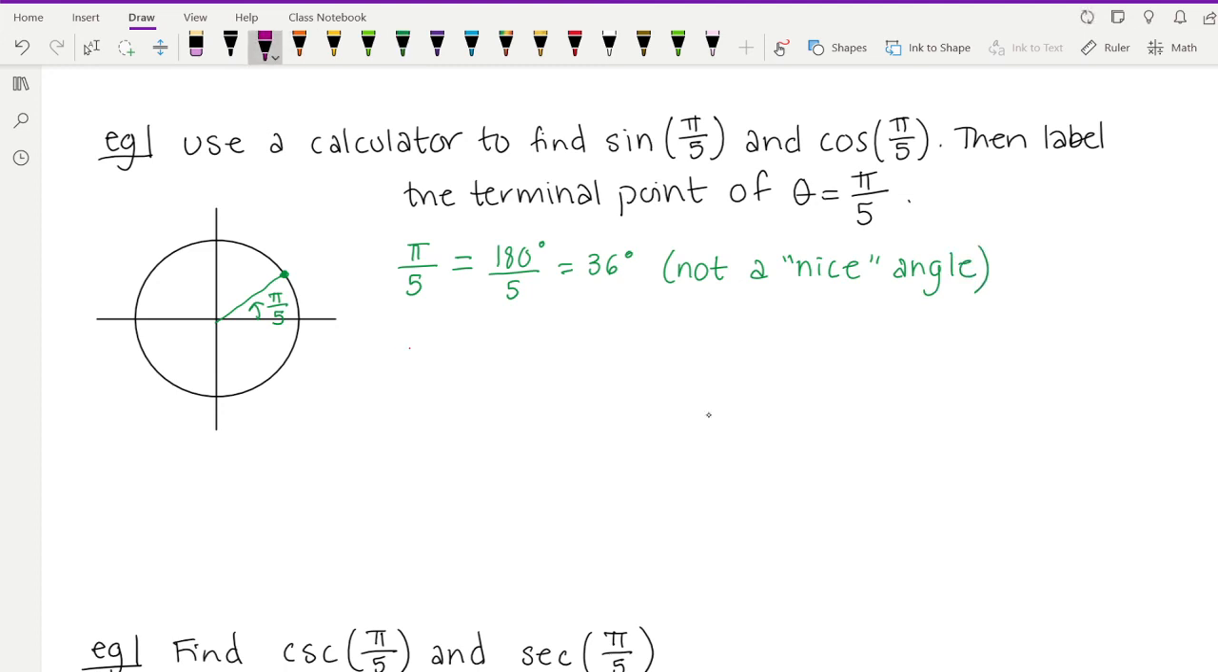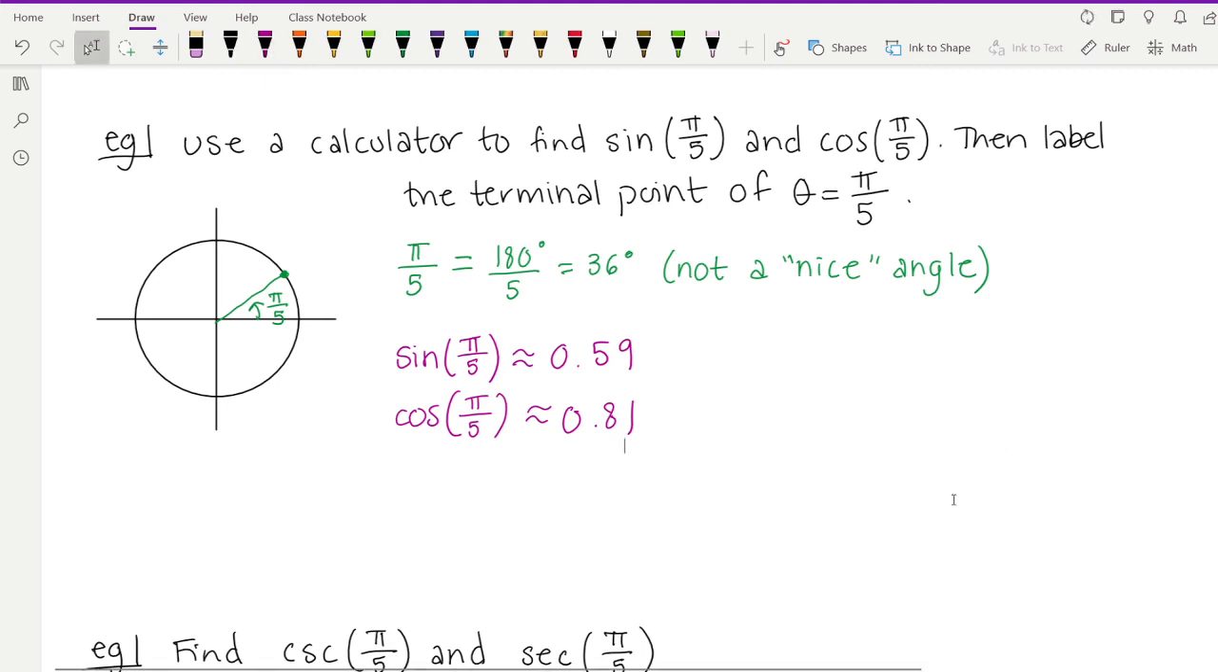So if you type sine of pi over 5 into your calculator, making sure that you're in radians mode, you should find that it is approximately equal to 0.59. And then if you evaluate cosine of pi over 5, you should find that it is approximately equal to 0.81.